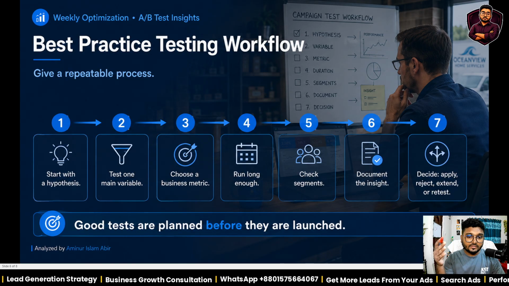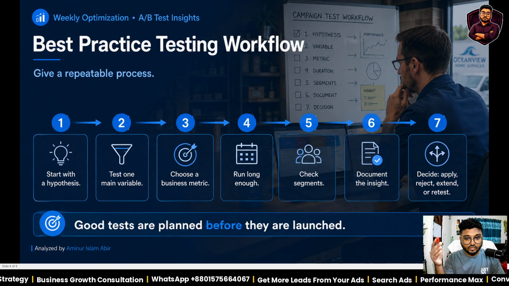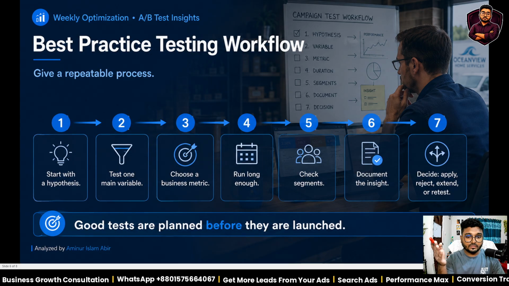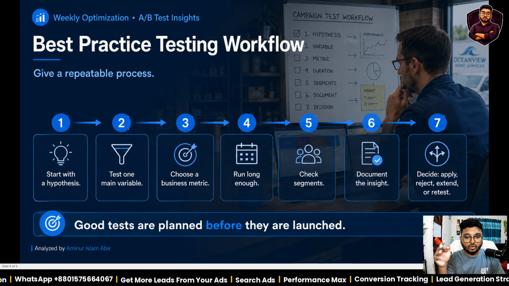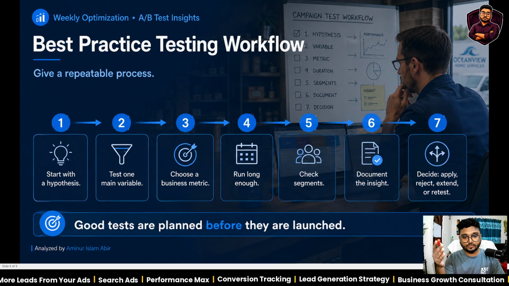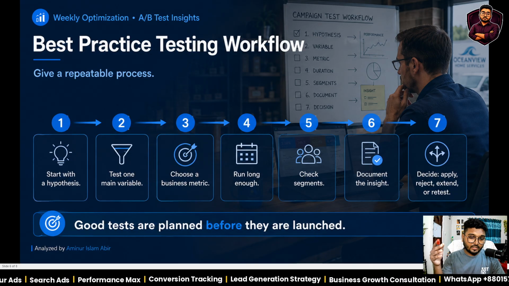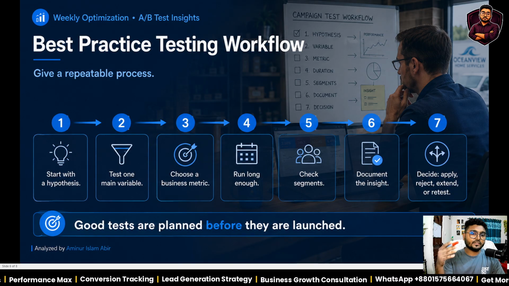The third step is to choose the main success number. This may be qualified lead rate, cost per qualified lead, appointment rate, close rate, or cost per customer. CTR can be a support number. The fourth step is to run the test long enough. Allow time for different days, devices, locations, search demand, and competition. The fifth step is to check key groups. A version may win overall, but perform differently on mobile, desktop, different locations, or different search types.